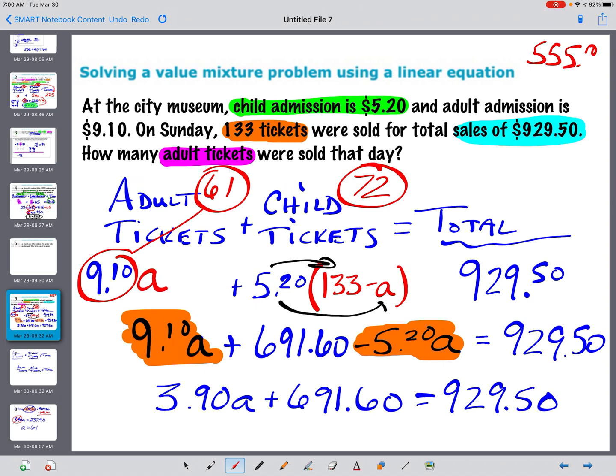72 times 520 for the children admission, and that's 374.40. And now add those two values together, and hopefully it comes out to 929.50. So 555.10 plus 374.40, and it does. When you add these two values together, you do get 929.50. We know that our work is solid. The answer is 61 adult tickets.